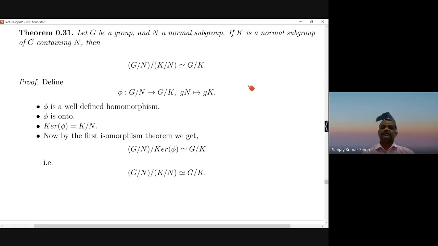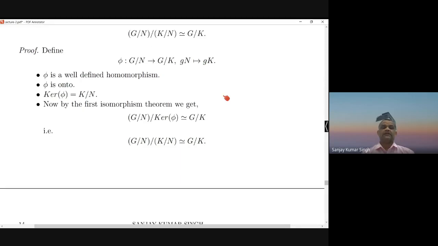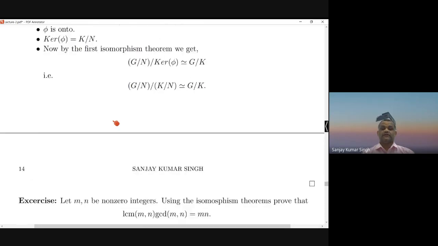Again, the idea is to apply the first isomorphism theorem for this map. Take a map phi from G by N to G by K. The map is defined like this: send the left coset Gn to Gk. And we can prove that this map is well defined, it is onto, and the kernel is exactly K by N, and hence by the first isomorphism theorem we get the result.